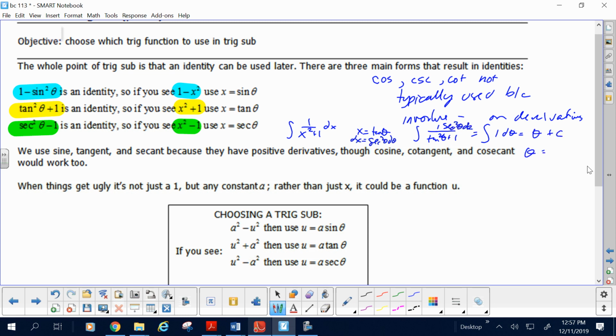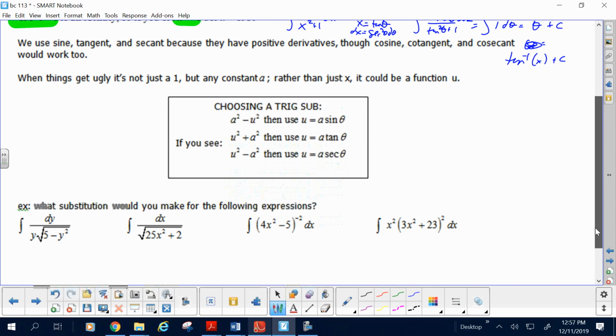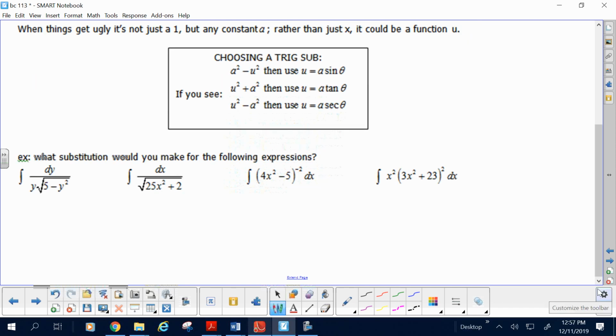And what is theta? If x is tangent theta, then theta is arctangent of x. Okay? Now, that said, even if you didn't remember anything, if you just remembered identities, then you would be good to go. So let's take a look at these. Now, I'm not having you do the whole problem. I'm just practicing the what-would-you-sub skill.